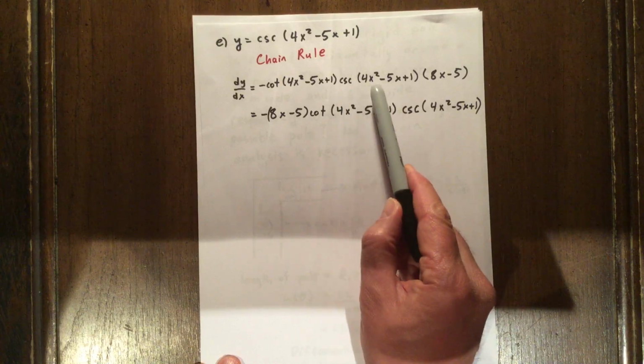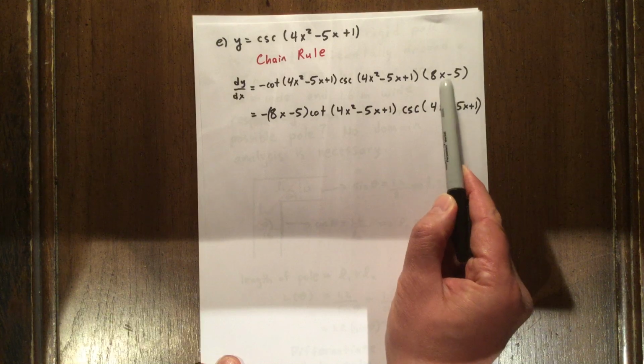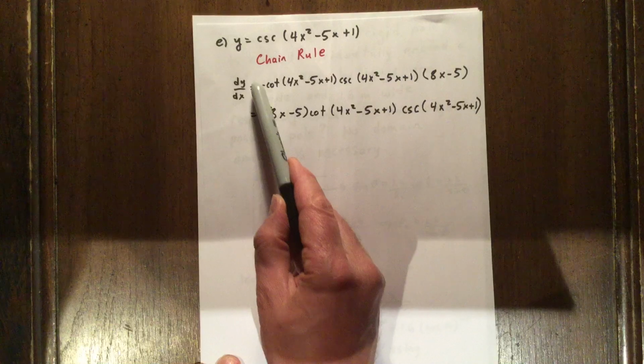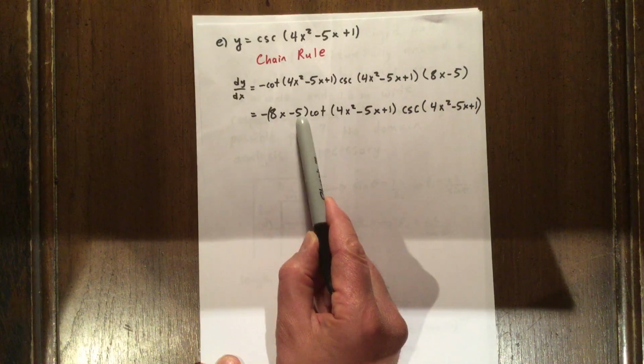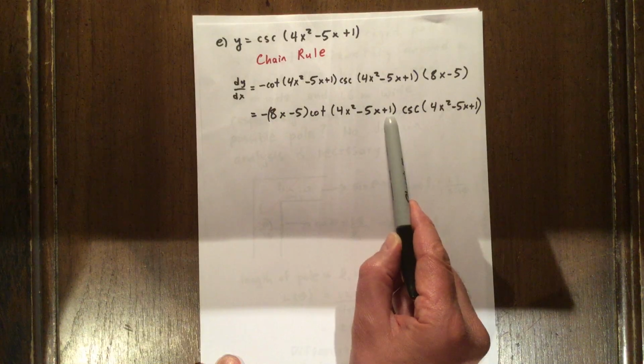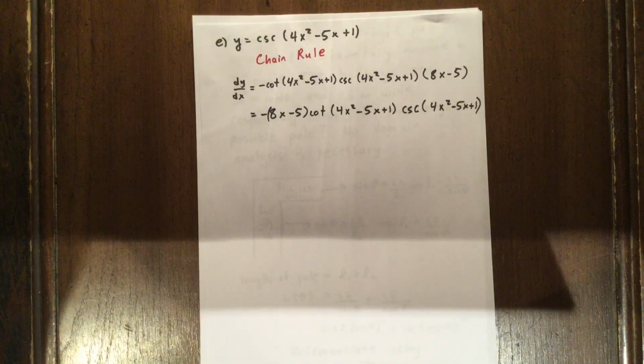And again, I don't want to get confused and think I'm multiplying this by that. That's not the case at all. So I'm going to put this 8x minus 5 factor in front. And so I've got negative 8x minus 5 blocked, and then the cotangent of 4x squared minus 5x plus 1 times the cosecant of 4x squared minus 5x plus 1.